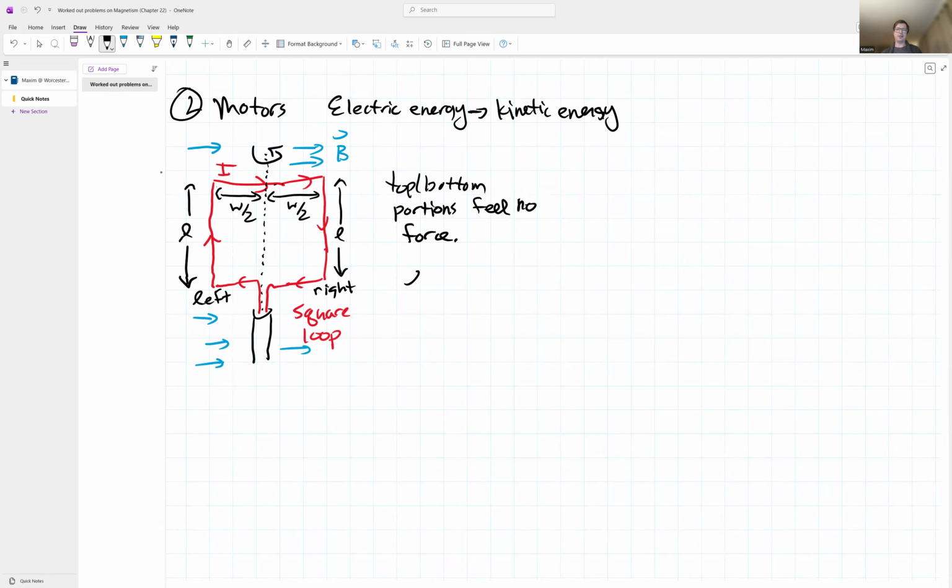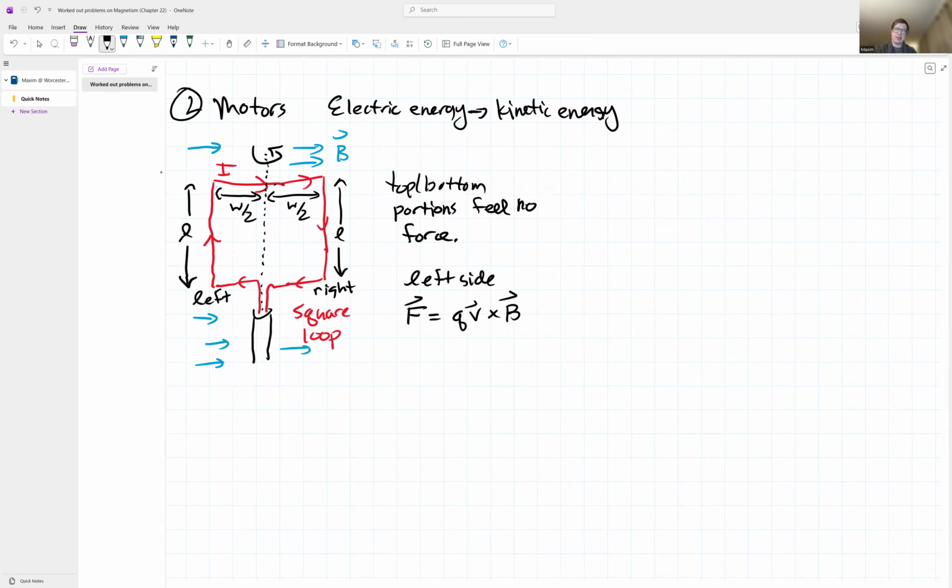So on the left, there is a force. Let's figure out what the force is. We know that the force is QV cross B. Now it's very similar to what we did before, like in the last example.